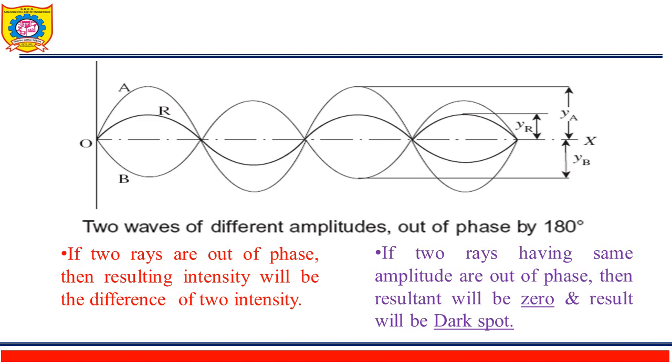When two waves of different amplitudes are out of phase by 180 degrees, then what is going to happen? If the two rays are out of phase, the resulting intensity will be the difference of the two intensities, and if the two rays having the same amplitude are out of phase, then the resultant will be 0 and the result will be a dark spot, as shown in the figure. Finally we get the dark spot here.